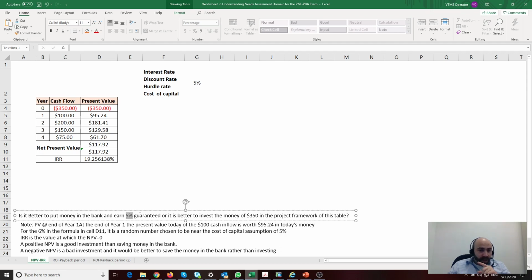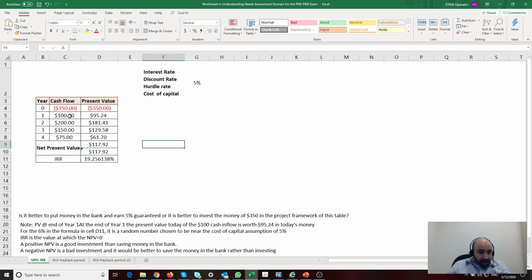These are the acronyms, or this is the terminology, that you will see very frequently. Let me use the discount rate here. So, is it better to take a discount or interest rate of 5% guaranteed in the bank, or to invest the money, I've taken as an example $350, in the project framework of this table? That's just an example. I've used random figures, $350, just to relay the idea behind the cash flow, the present value, the net present value and the IRR, internal rate of return.